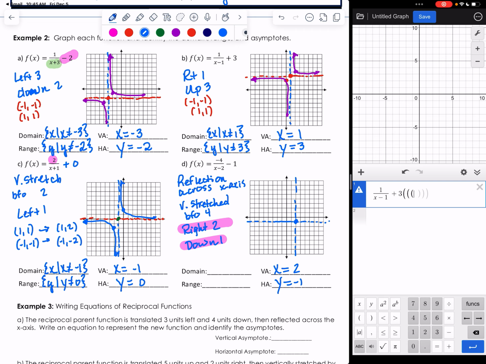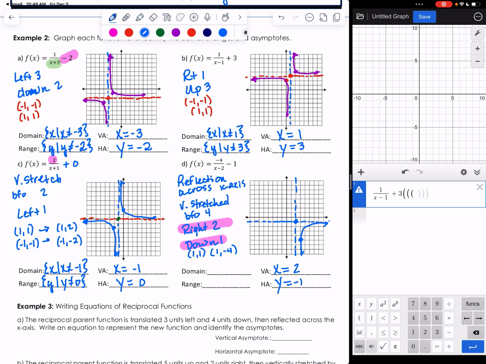Okay. Now, if I'm going to reflect across the x-axis and I'm going to stretch by a factor of 4, that means 1, 1 would become 1, negative 4, if I multiply the y value by negative 4. So let's go to my new 0, 0 and go right 1 and down 4. 1, 2, 3, 4. So that means this branch is going to curve around like that.